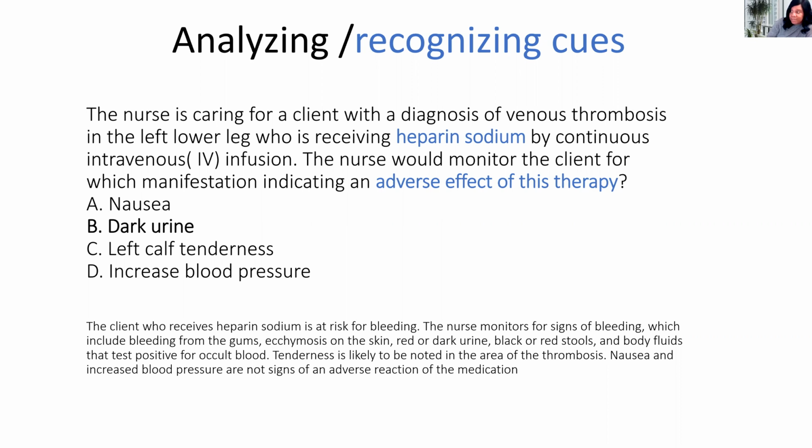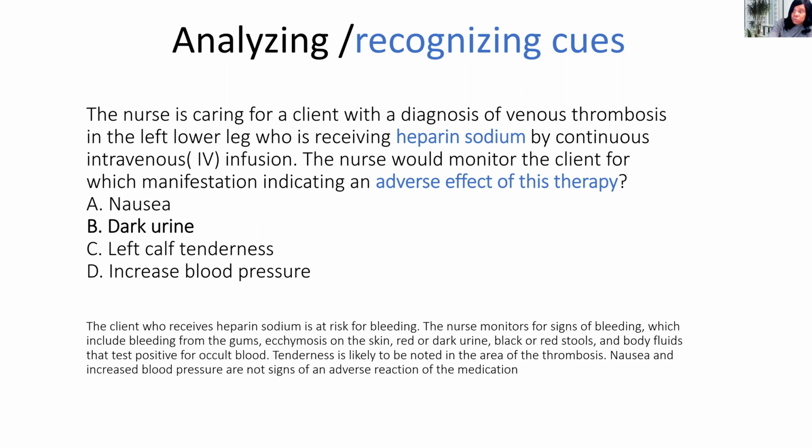The nurse monitors for signs of bleeding, which include bleeding from the gums, ecchymosis on the skin, dark or red urine, black or red stools, right? Bright red blood or dark tarry blood, bloody fluids that test positive for occult blood. Tenderness is likely to be noted, right? So tenderness is normal, noted in the area of thrombosis. Nausea and increased blood pressure are not signs of an adverse reaction of the medication.